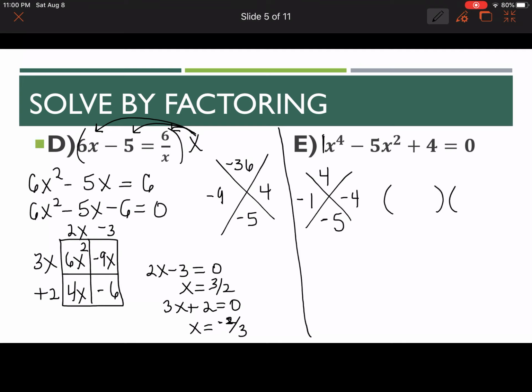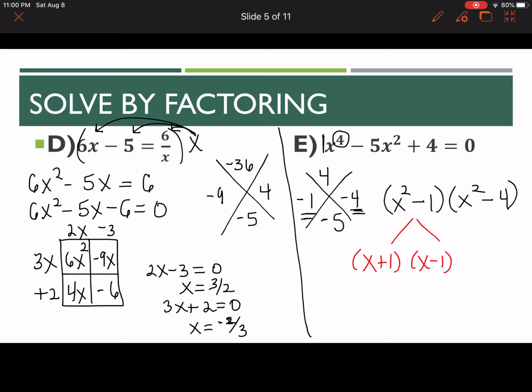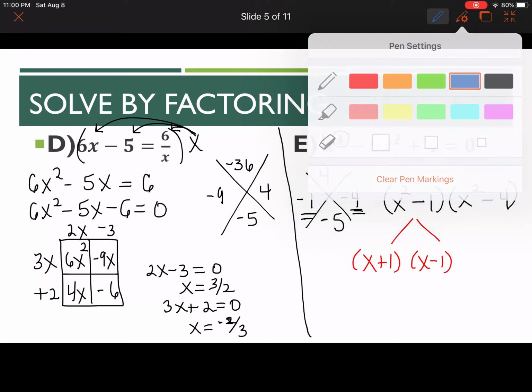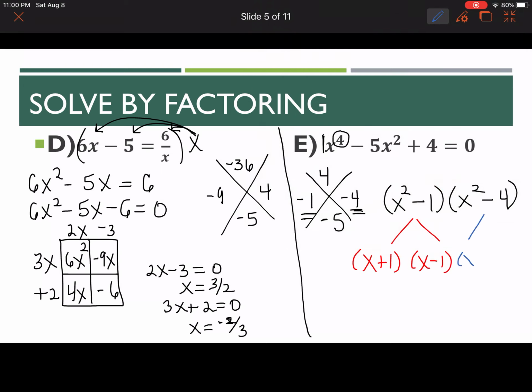Now the only difference is, instead of x minus 1, because we started off with a 4th degree, we're going to split that in half, and we're going to put these two numbers that we came up with at the back. So we have x squared minus 1 and x squared minus 4. And I'm not sure if you remember this pattern, but these are both the difference of two squares. So that's going to factor down to x plus 1 and x minus 1. And this one is going to factor down to x plus 2 and x minus 2.